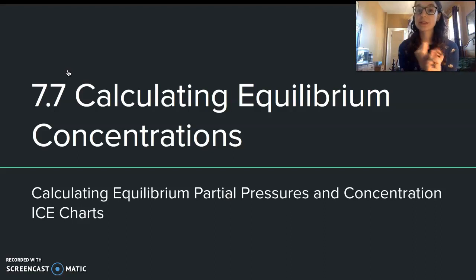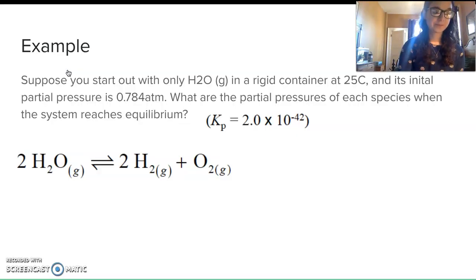This involves concentrations and partial pressures as well, because remember we can use either value to express the equilibrium constant. And we're going to be doing this using something called ICE charts, which are also known as ICE tables, RICE tables. They go by a lot of names, but they're all essentially the exact same thing.